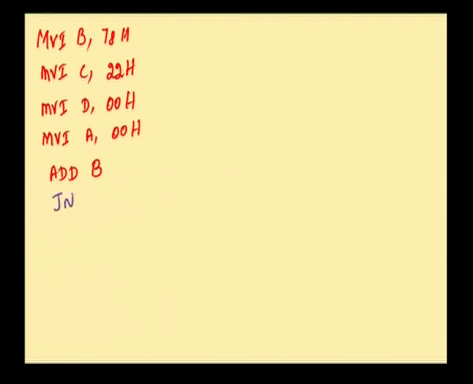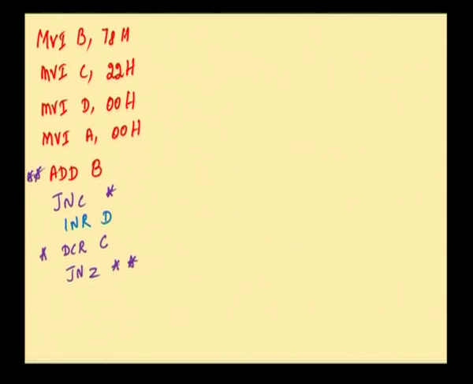So, if no carry, what do I have to do? Simply decrease the C register and continue the process till it reaches 0, right. Till it reaches 0, I have to add and continue the process. If carry occurs, what do I have to do? Increase the D register. Increase the D register.